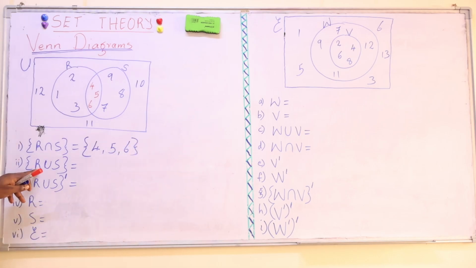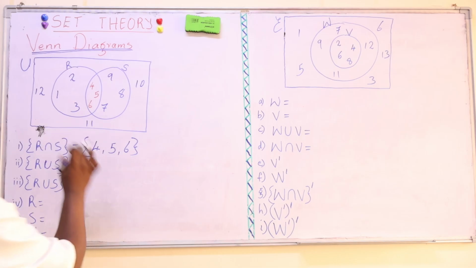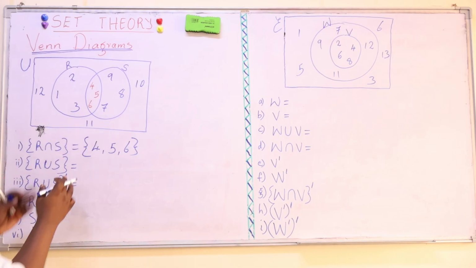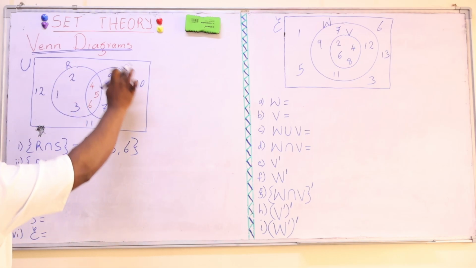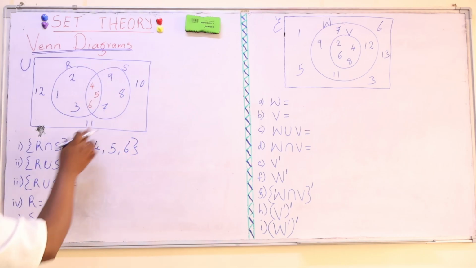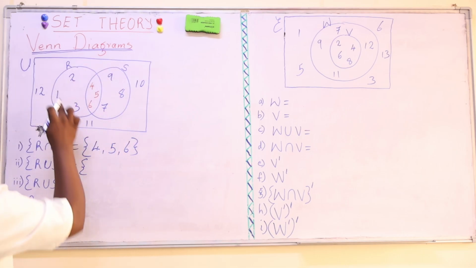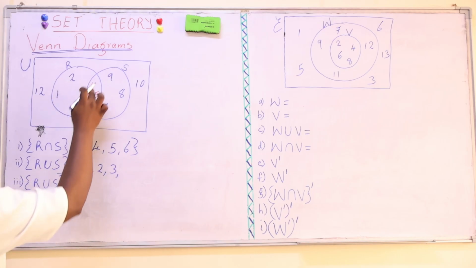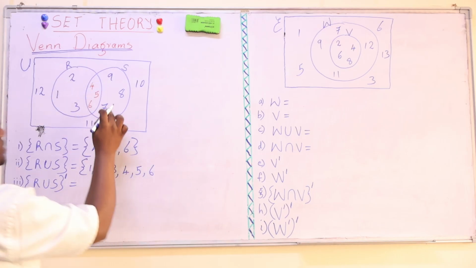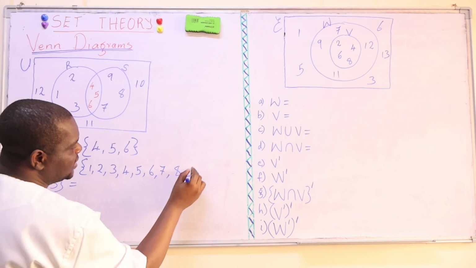Let's look at R union S. We are going to put together all the elements in the set R and in the set S. In R and in S, what is the least element? It's 1, 2, 3, 4, 5, 6, 7 is here, 8 and 9.